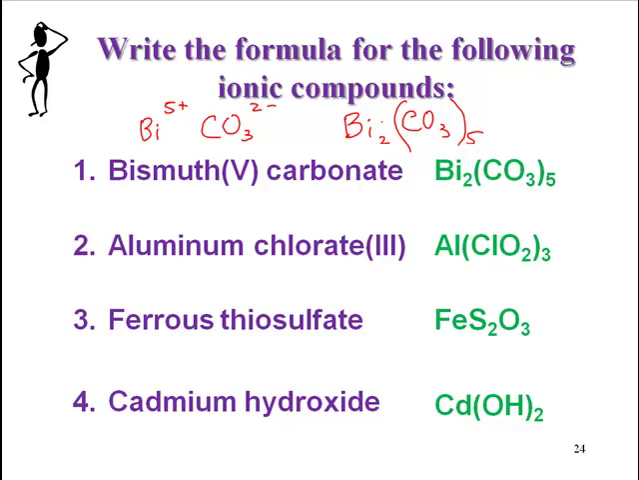So, yes? Yeah, bismuth can form different ions. This one here, you see the 5 here, the Roman numeral 5, that's what tells you it's a 5+ ion.